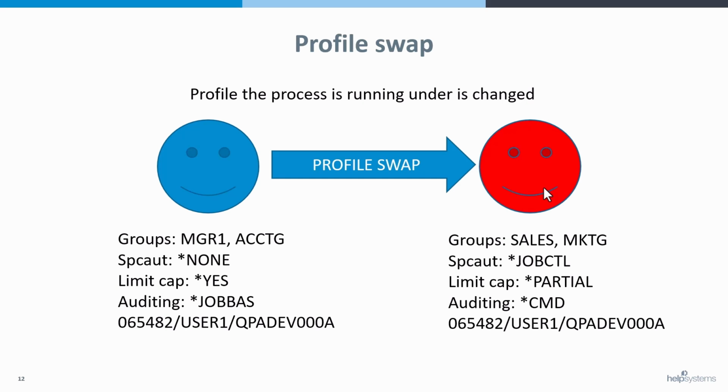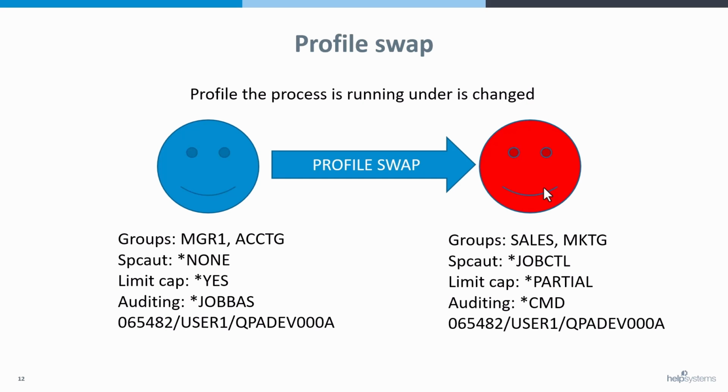So in this example we have our user 1, has the group manager 1 in accounting, no special authorities, has limited capabilities, and only has job BAS auditing, meaning it's going to log the start and the end of the jobs.